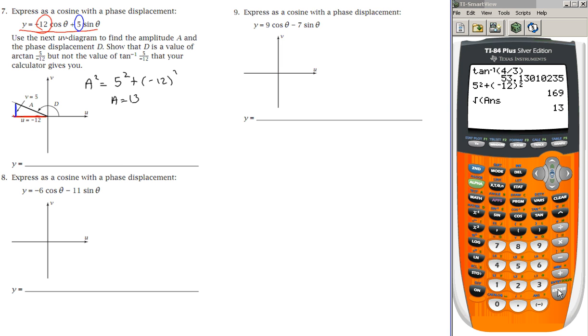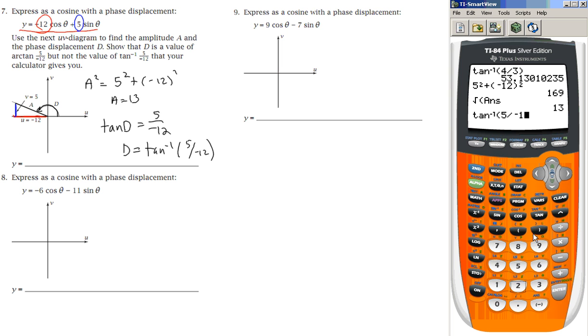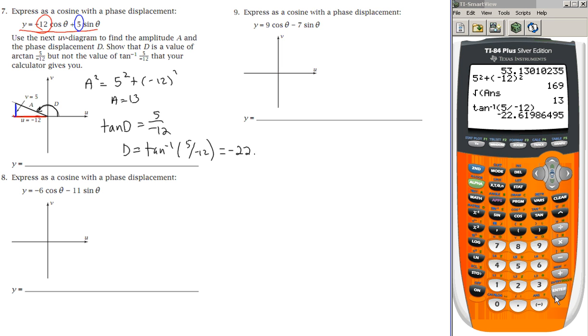Now, if I want to find d, right, I know that the tangent of d is v over u, right? So it's 5 over negative 12. But I want to find this particular d angle here, right? I don't want a different value of d because I know that the coefficient of cosine is negative and the coefficient of v is positive. That puts me in the second quadrant. If I do d, and I try to do this on my calculator using inverse tangent, look at what happens, right? I get inverse tangent of 5 over negative 12, and you get negative 22.62 degrees.